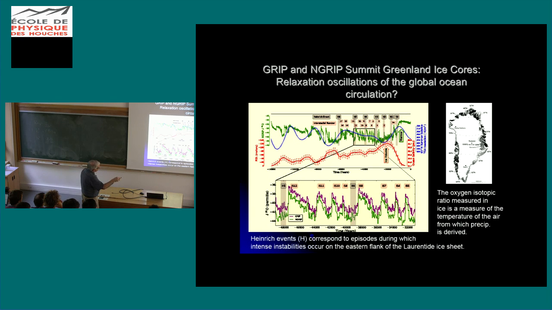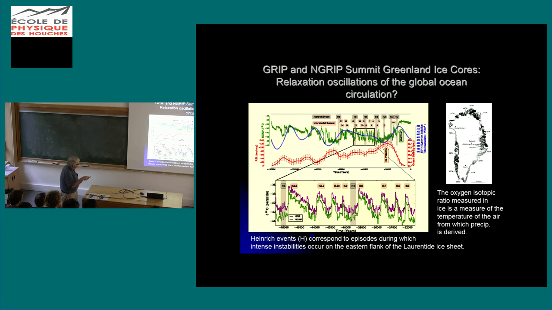there are these extremely rapid events, which are blown up on the bottom for both the GRIP core and the North GRIP core, the two European cores. And what you'll see in this structure in terms of oxygen isotopes, firstly, is that the two cores basically reproduce one another. So what you're looking at is not noise, it's signal.